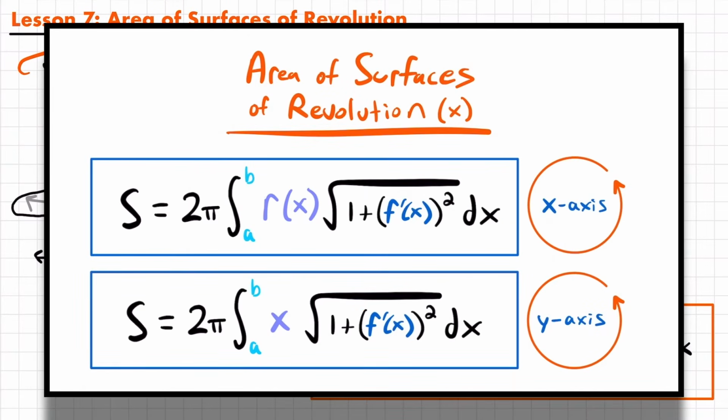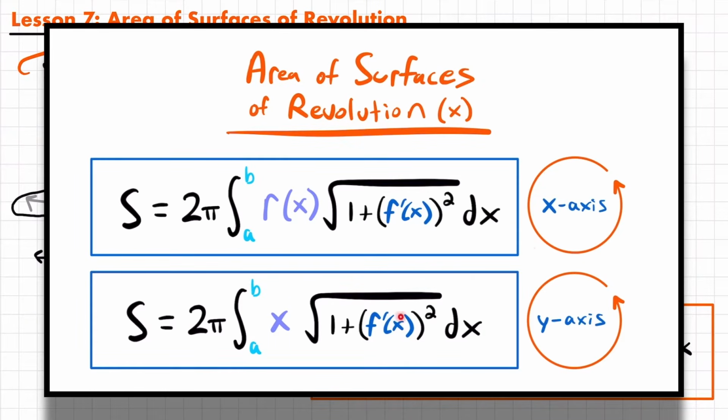And so in summary, here are the two formulas that you need to know for calculating the area of surfaces of revolution when you want to work in terms of x. When you're revolving around the x-axis, the area of the surface is equal to 2 pi times the integral from a to b of the radius in terms of x, which is determined by your curve, times the square root of 1 plus f prime of x squared times dx. If you're revolving around the y-axis, it's the exact same formula except the radius is now just x.